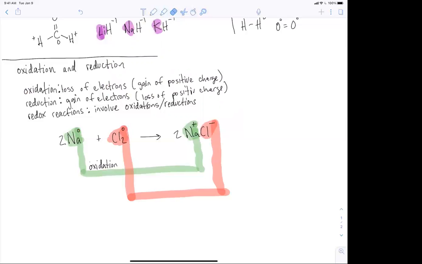And then if we look at the chlorine, it picked up an electron. So it went from 0 to a -1. So it's a loss of a positive charge. You could also call it gain of negative charge, whatever. But it's gaining electrons. So it's becoming more negative. And so that's our reduction.